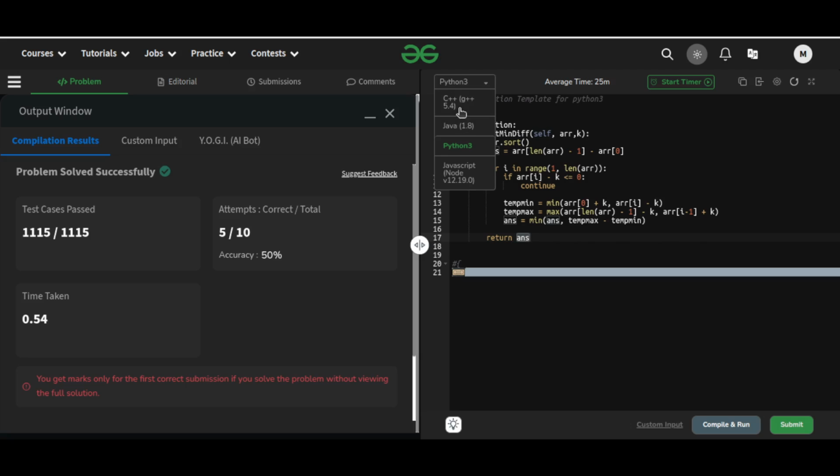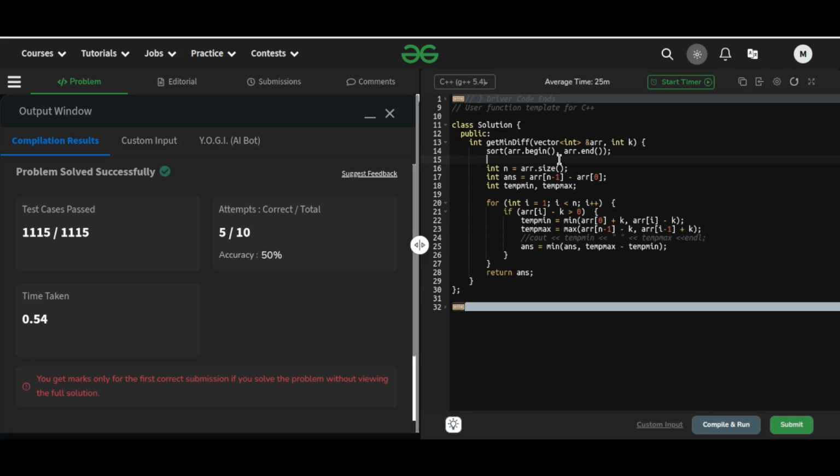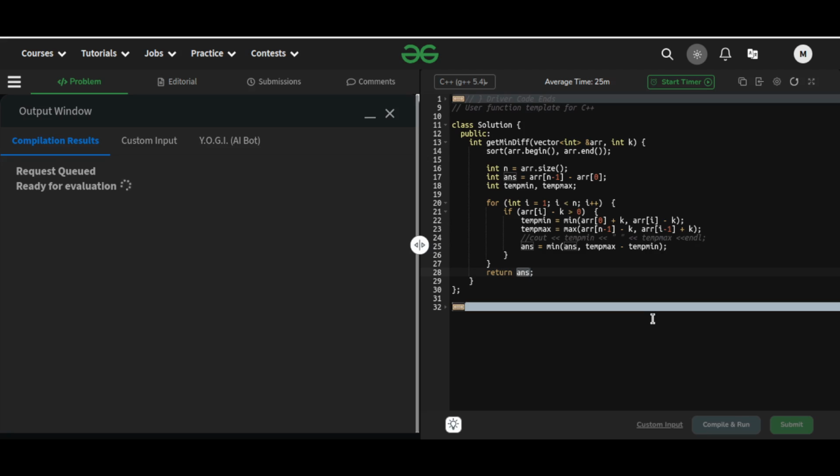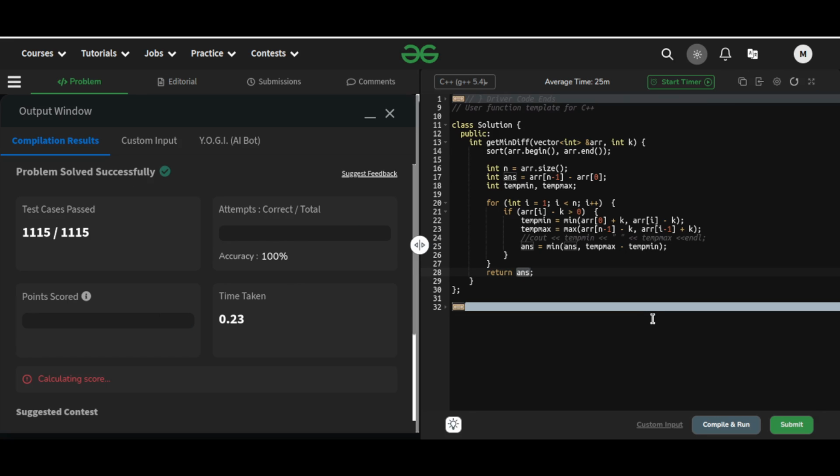Now let us look at the C++ implementation. So it is also the same, folks. We are sorting the array, then an answer, temp min and temp max. We are computing temporary minimum and temporary maximum, then answer, and towards the end we are returning answer. So that's the C++ implementation, folks. Now let us submit our solution. So our C++ solution also got accepted.